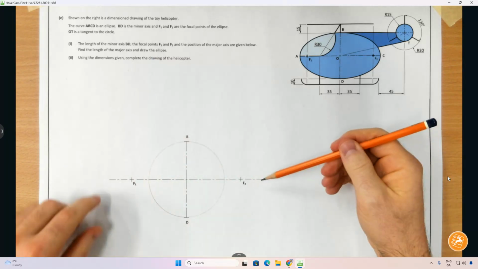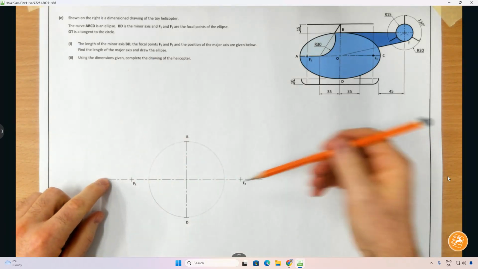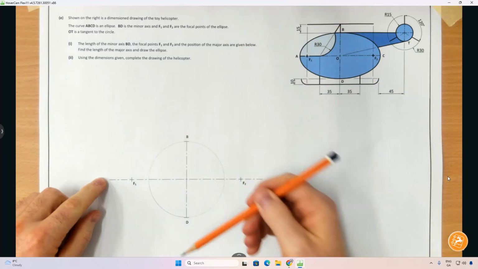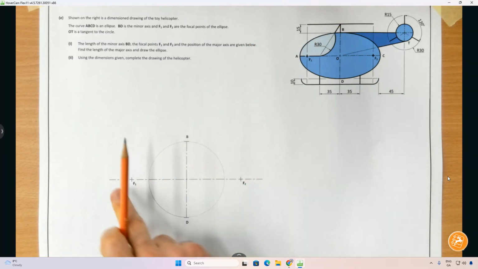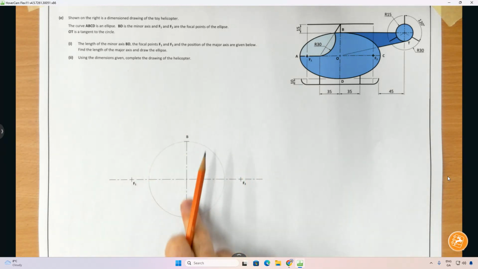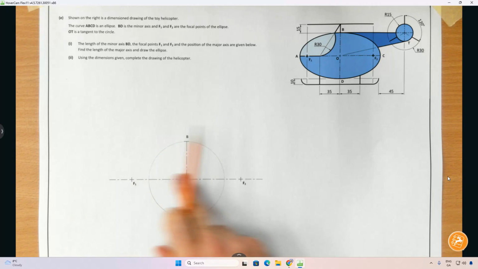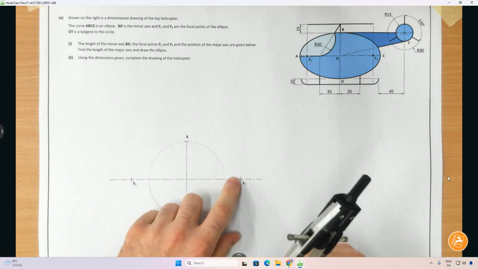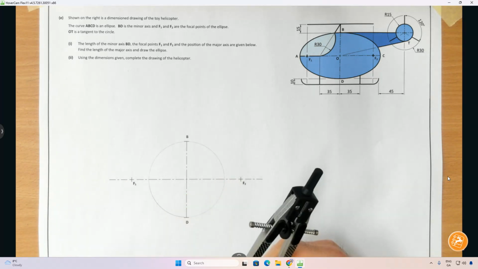Now the question states, find the length of the major axis and draw the ellipse. Lots of students might assume that the length of the major axis is out to here and out to here, so if you put your compass here and pencil here, you draw a major circle. Now, that is not correct. All they've given us is the direction of the major axis, which is always going to be perpendicular to the minor axis. Minor axis vertical, major axis horizontal in this case. Now, how do we work backwards to find the major axis? They give us the focal points, and they're there to help us work out the major axis.